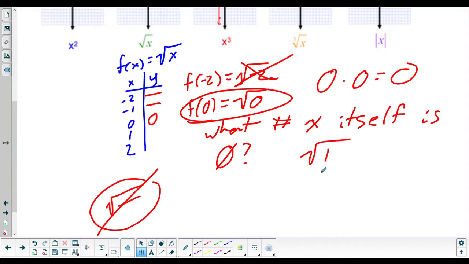The square root of 1 is, well, what number times itself is 1? 1. All right. Now, what number times itself is 2?